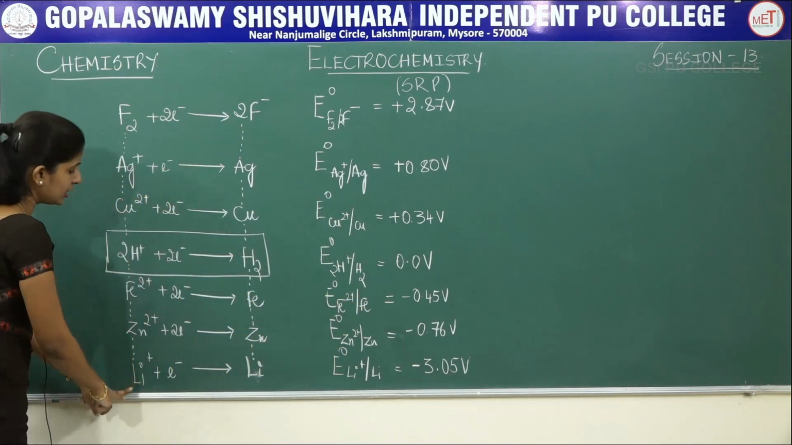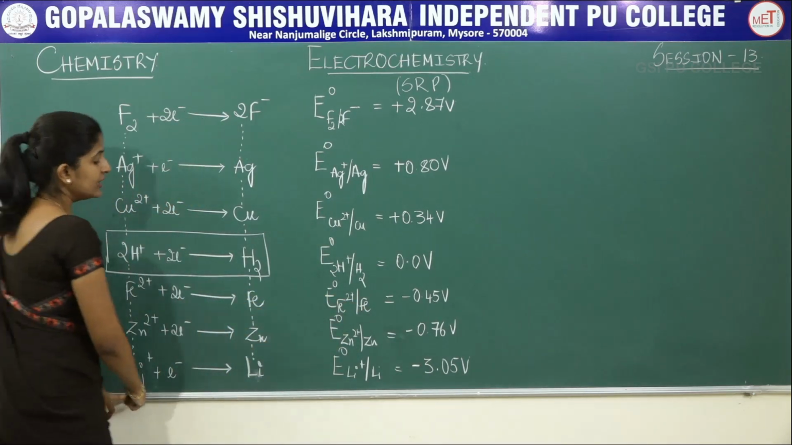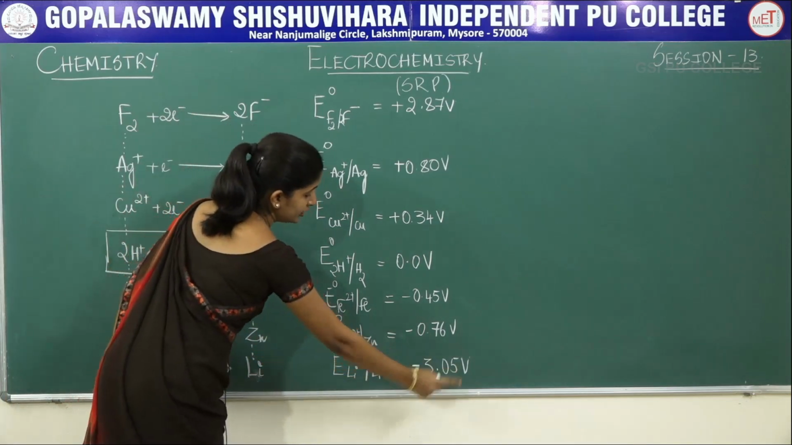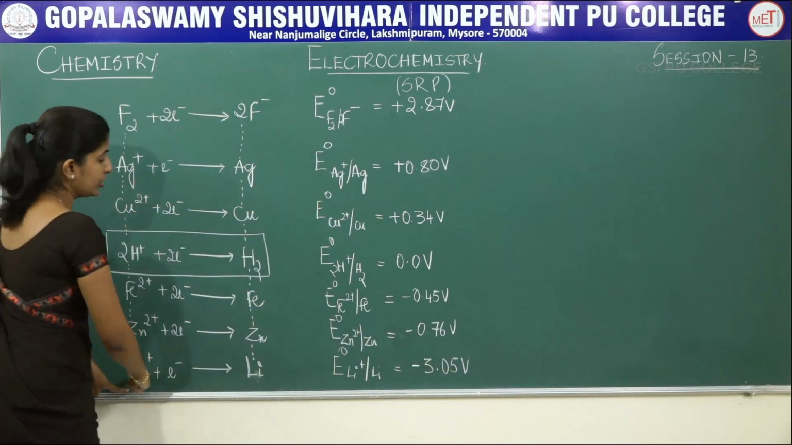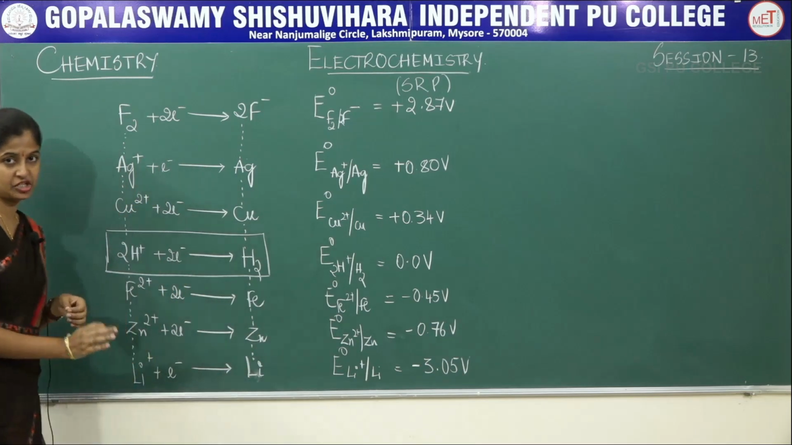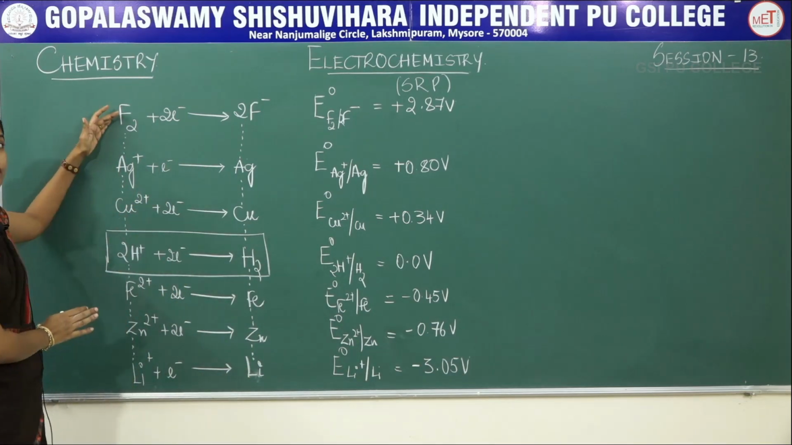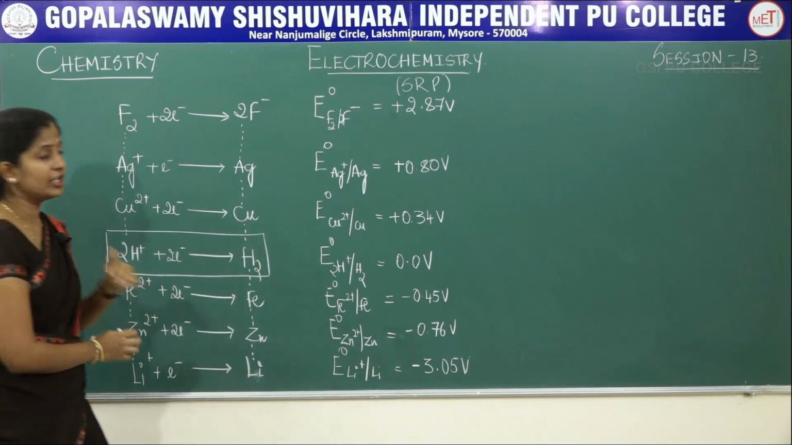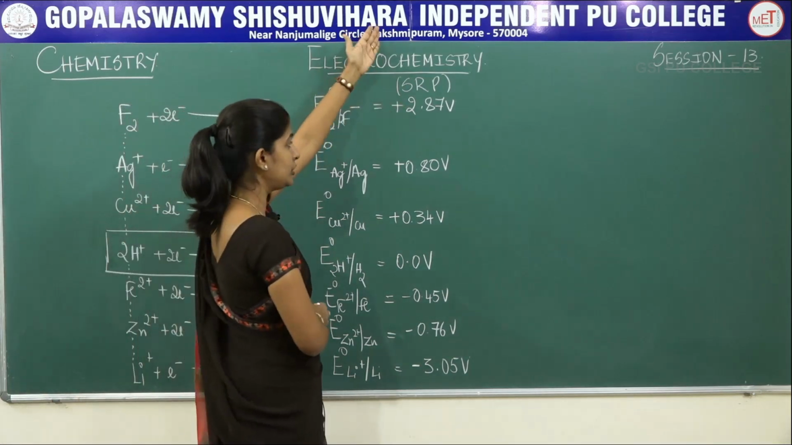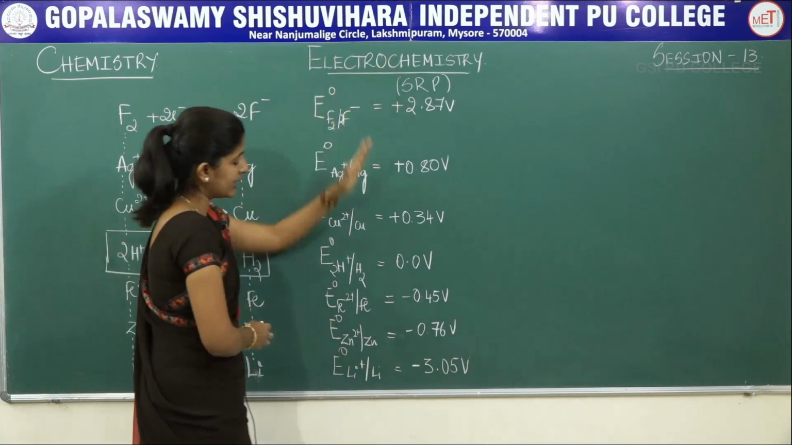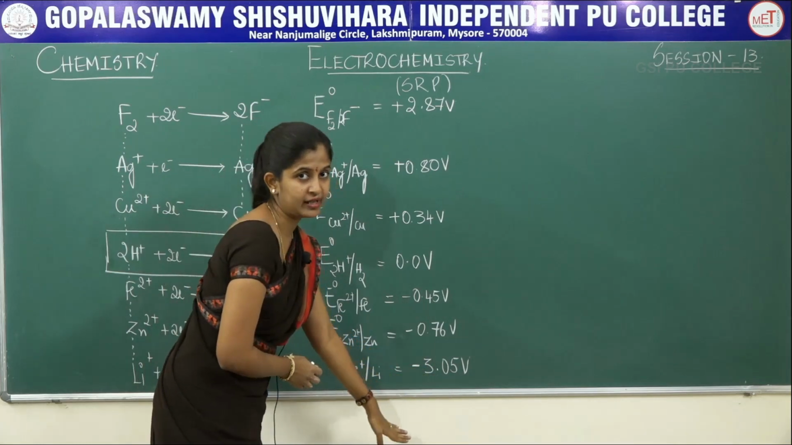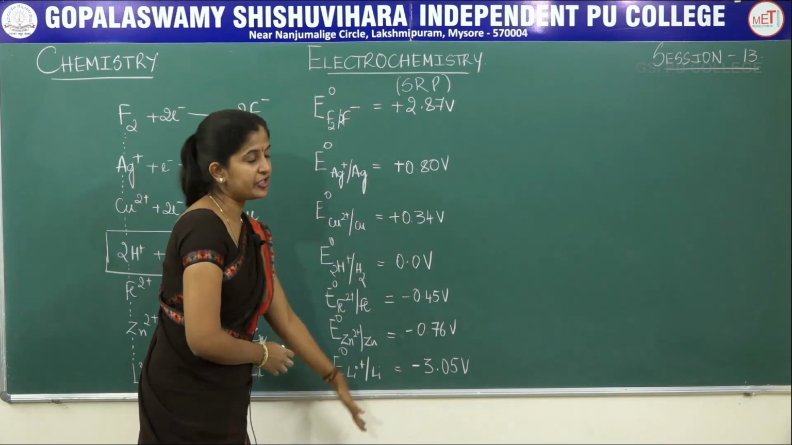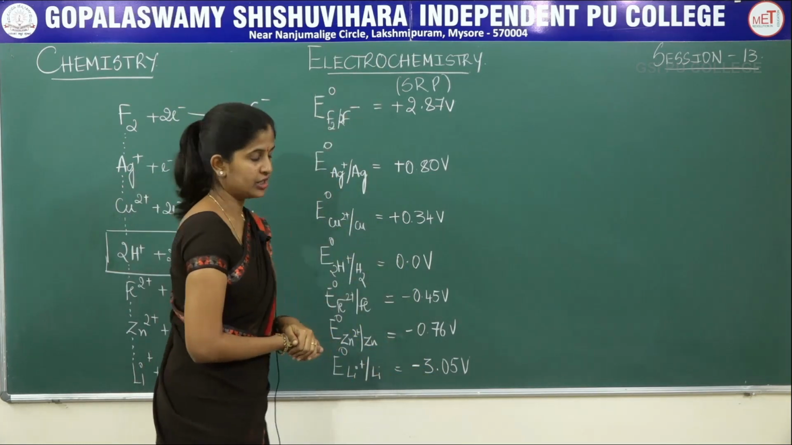Then coming to your lithium, lithium is the last element, its reduction potential is minus 3.05, which means that the reduction potential of this lithium is the least reduction potential. Highest is for your fluorine. The reduction potential cannot exceed over this plus 2.87, neither can it exceed your minus 3.05. So these are the two extremes of your standard reduction potentials.